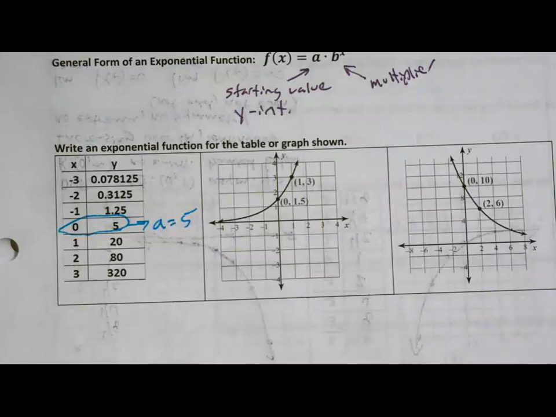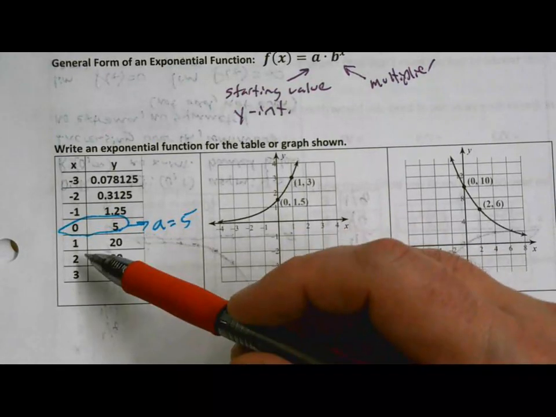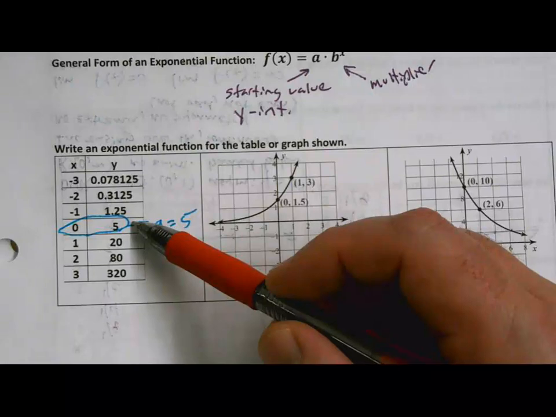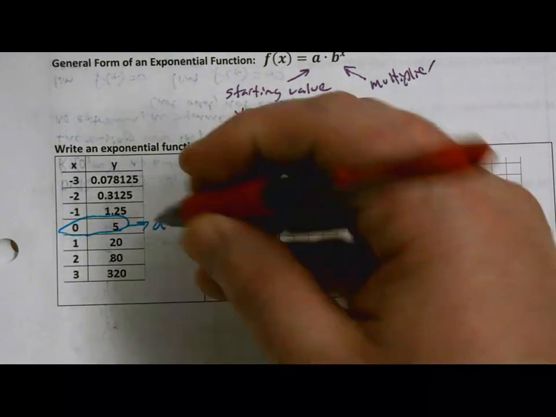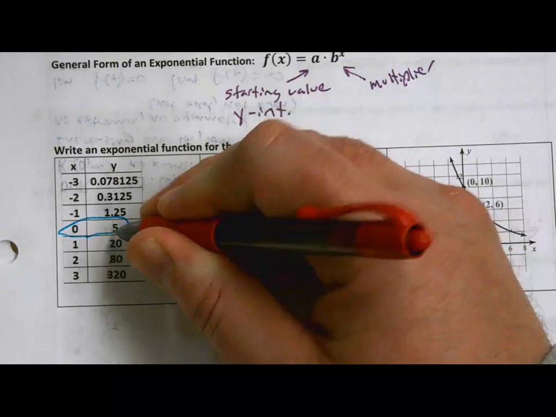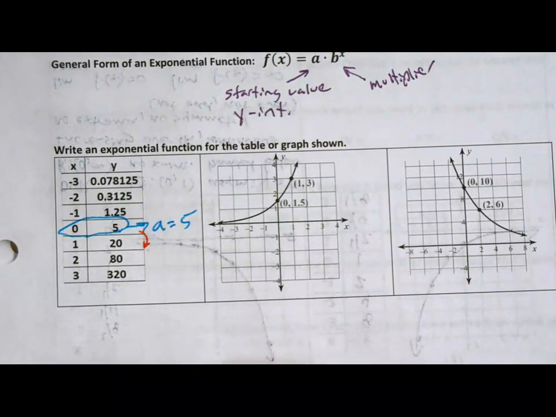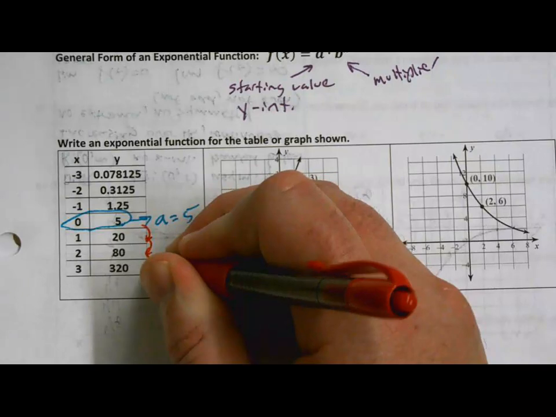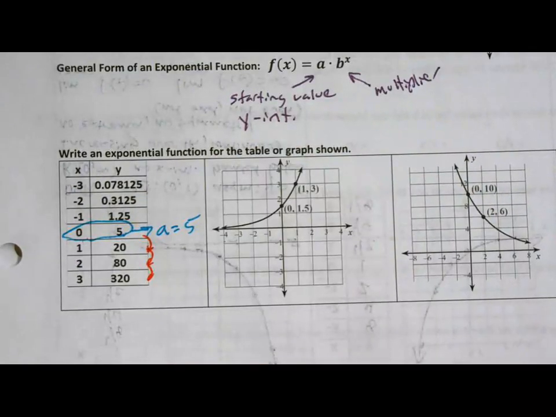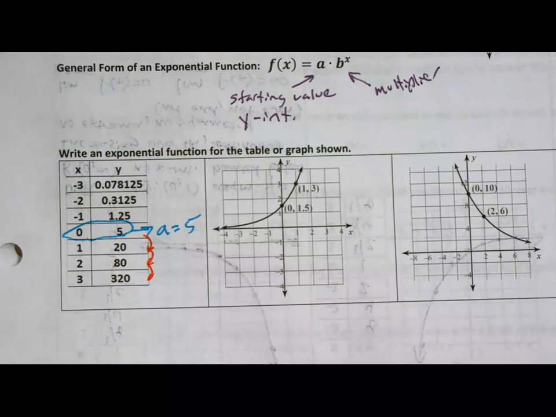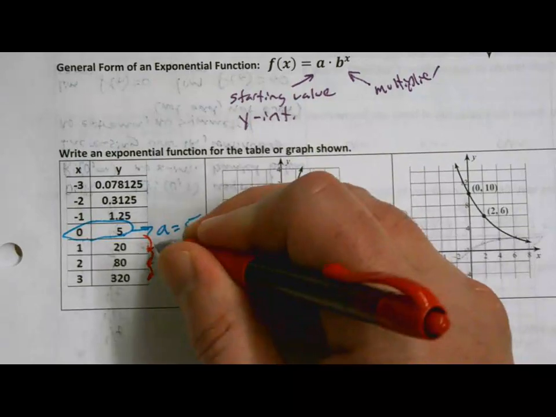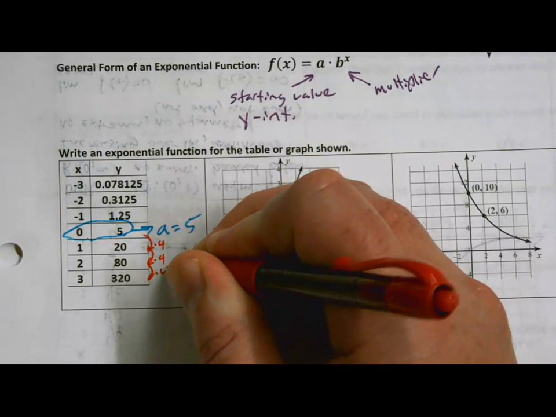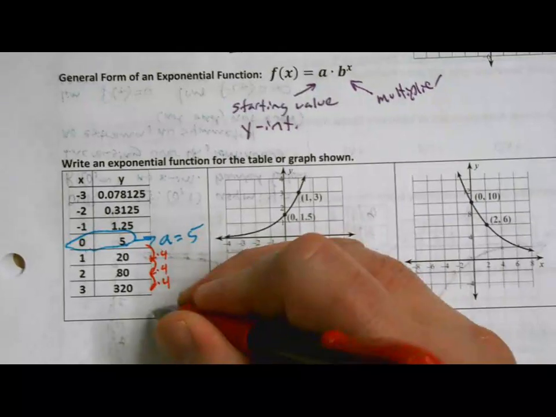And then the multiplier is the number you would multiply the y by to go forward 1 in the x column. This table is set up so that we're going forward. Each x is only going up by 1. So whatever I'm multiplying a 5 by to get 20, we should be multiplying by the same number to get to 80, and then by the same number to get to 320. And that multiplier is 4. We're multiplying by 4 each time we move forward here. So that tells us that b is 4.